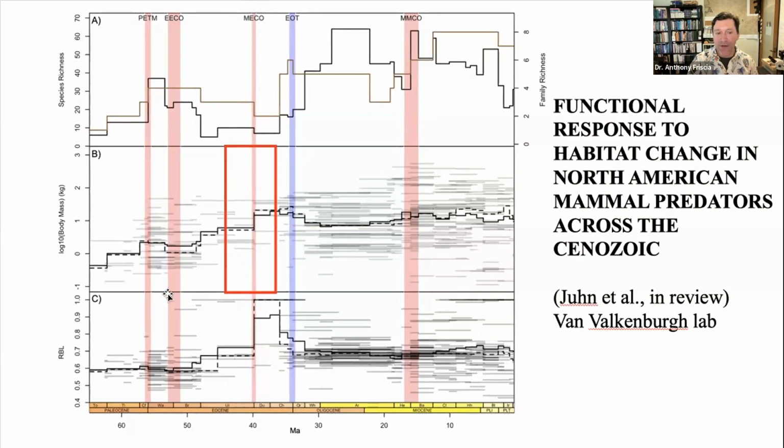So this is the event here, and this line here is body mass. And so we do actually see an increase in body size at this time. And so this is some preliminary work, and it's some work that's going to be coming out relatively soon, led by one of Dr. Van Valkenburg's grad students, Mark June.